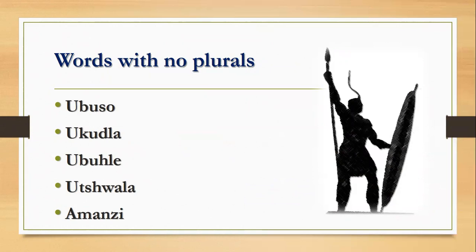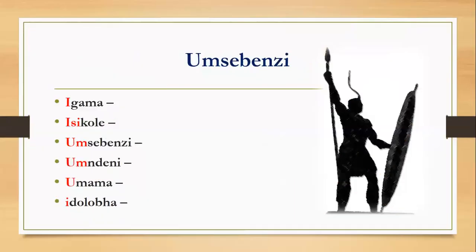All right. So these are the words that do not have plurals. Ubuso, which means face, stays as ubuso. Ukudla stays the same as ukudla. Ubuhle, utshwala, amanzi. All of these words do not have plurals. Okay, so let's do a quick activity on the nouns that we've just talked about and the noun prefixes.